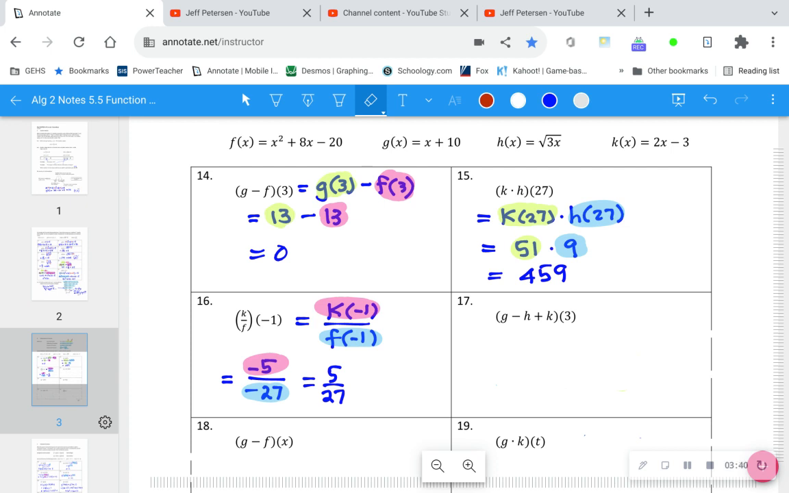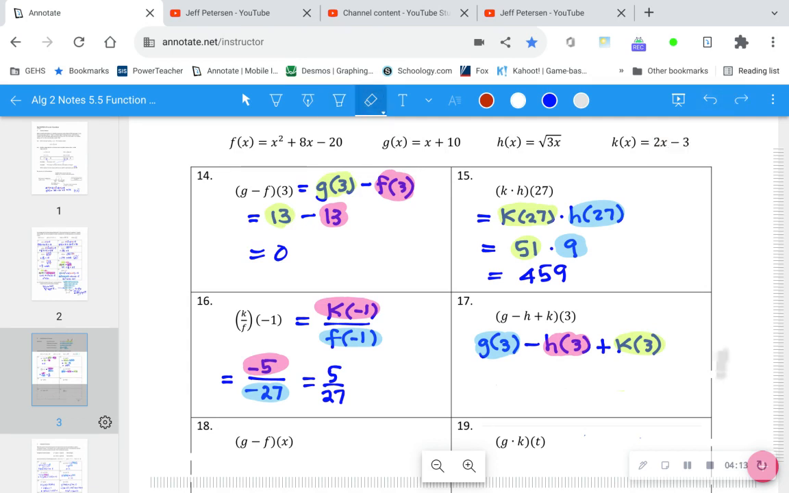Okay, the next one is we're going to combine g, h, and k. We're going to take g minus h plus k. We plug in 3 on all of these. So that's what that means. Plug 3 into g. And let's see, if you put a 3 right there, you get 13 on that one. And if you put a 3 in this one, 3 times 3 is 9, but you square root it, you get 3. And then down here, 2 times 3 is 6, take away 3 is going to give 3.